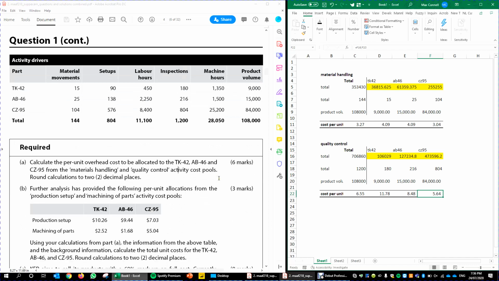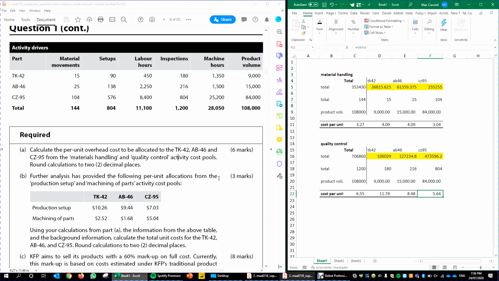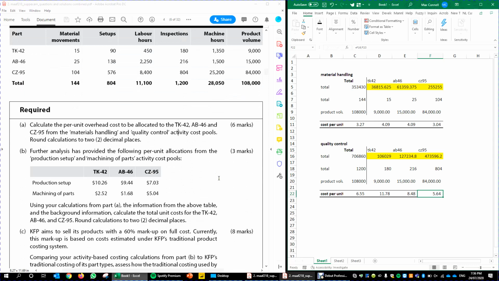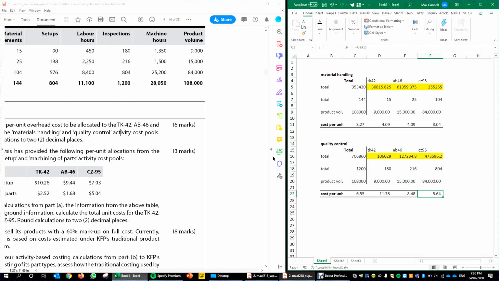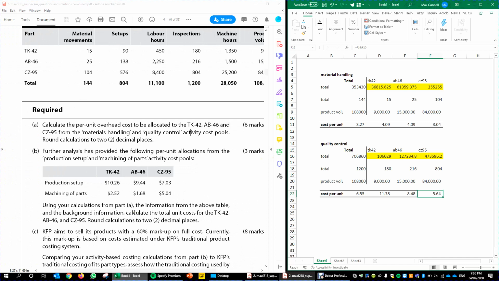So further analysis will provide the following per unit cost allocations from the production setup and machining of parts. Okay, so we've got a new table of information. So using our answers from part A, the information from the table above, and so on, calculate the total unit costs for TK42.